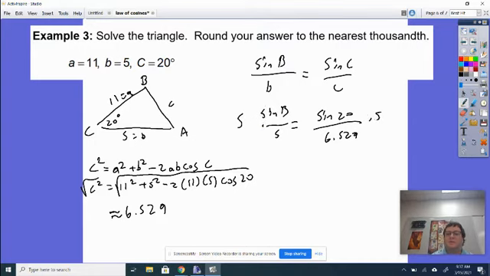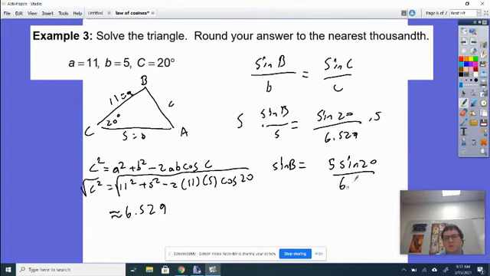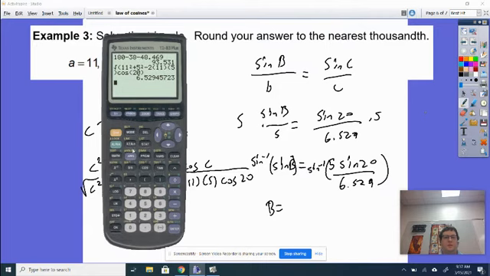Times 5, times 5. Sine of b is equal to 5 sine of 20 over 6.529. Inverse sine both sides. So then b is going to be inverse sine of 5 times sine of 20 divided by 6.529. And again, you could just push the second answer key if you want. Make sure you're going out to at least 3 decimal places.